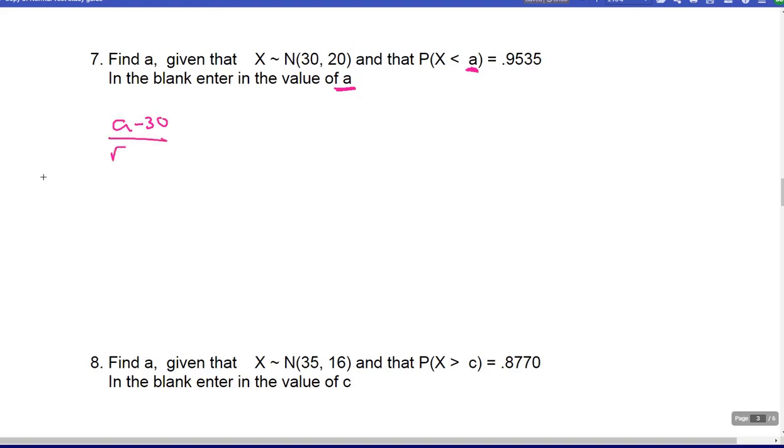The square root of 20. All right, now we just converted this to a z-score. Now again, take a look at it. How much of the area is below my number? 0.9535. And what's important is it's below my number, right? So now what number do I put in to find my z-score? 0.9535. Do that.